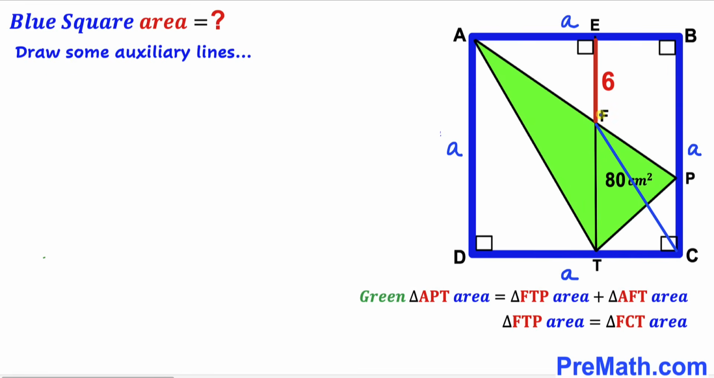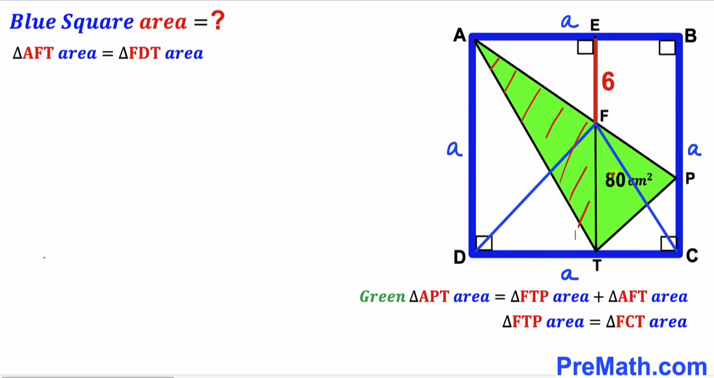And now we are going to connect these points F and D as well, as you can see in this next step. Now we are going to focus on this green shaded triangle AFT, and this other triangle FDT. We can see the area of the triangle AFT is going to be equal to the area of the other triangle FDT, since both of these triangles have the same base and they have the same height as well.